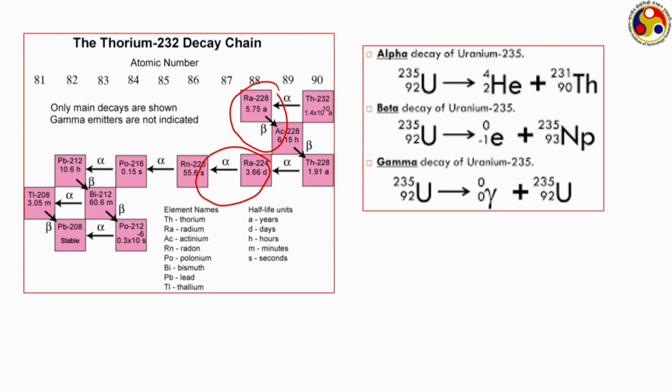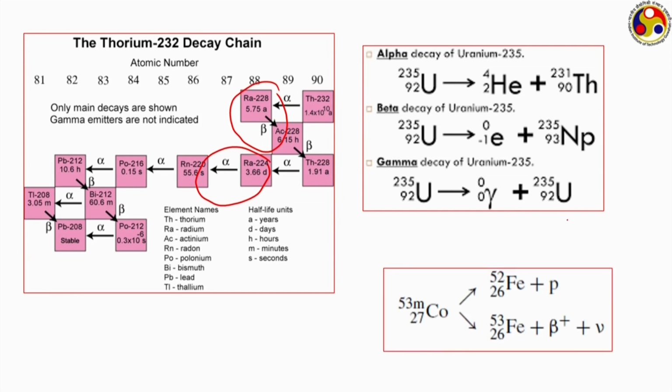Here we have another one. Now, instead of different isotopes, we basically have the same isotope of uranium-235 only, and depending upon the condition, it can have all three: alpha decay, beta decay, or gamma radiation from some excited states. Here I have another example. Cobalt-53 can either go through a reaction which produces iron-52 and releases a proton, or it can go through a positron decay process producing iron-53.